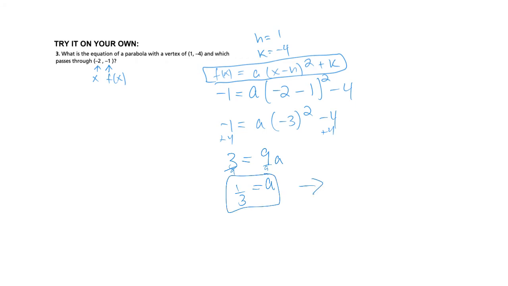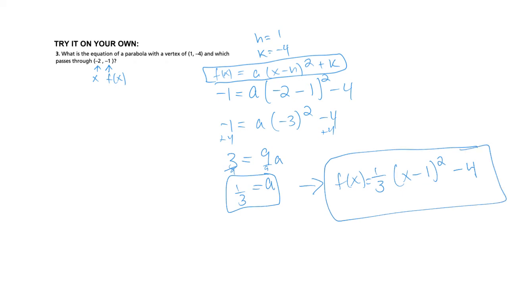So now plug them into the equation, right? f of x equals a is just 1/3, x minus h, h is 1, squared plus k. Well, k is -4, so I'm just going to make it -4. And there's our solution.